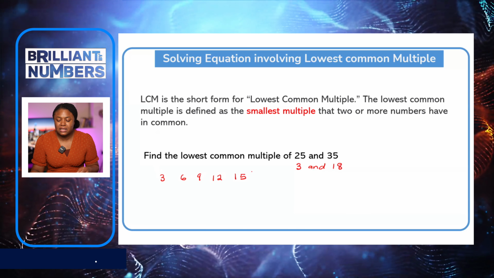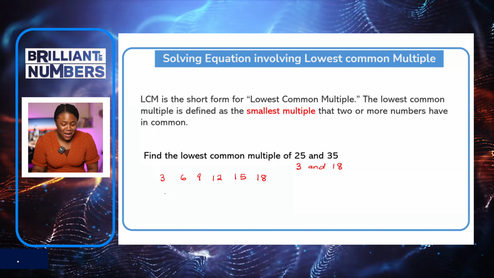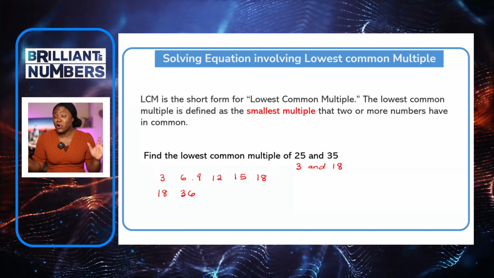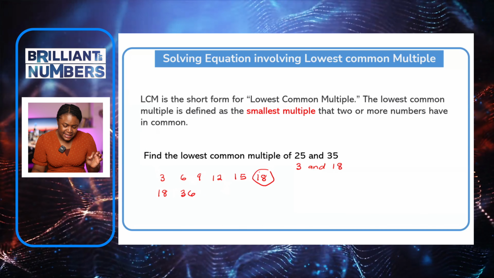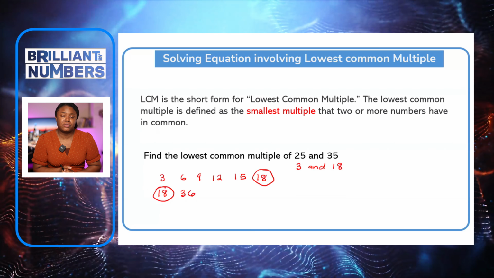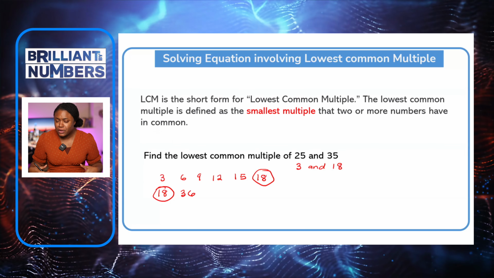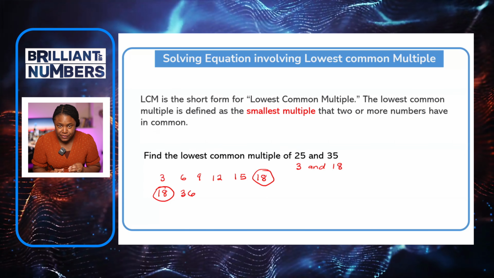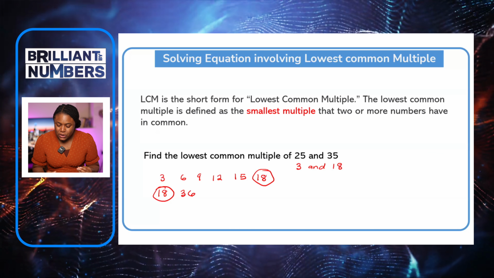15. So basically this is my timetable. Then 18. Then for 18, I would do 18, 18 add 18 is 36 and so on. But I stopped because I have found 18 to be a common multiple, which is the smallest one for both of them. So once I list my multiples of both numbers, the first one that appears common to both of them is my lowest common multiple. So that's what I'm after.